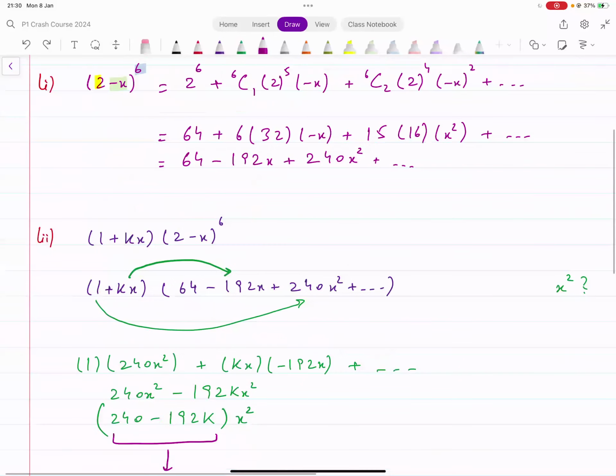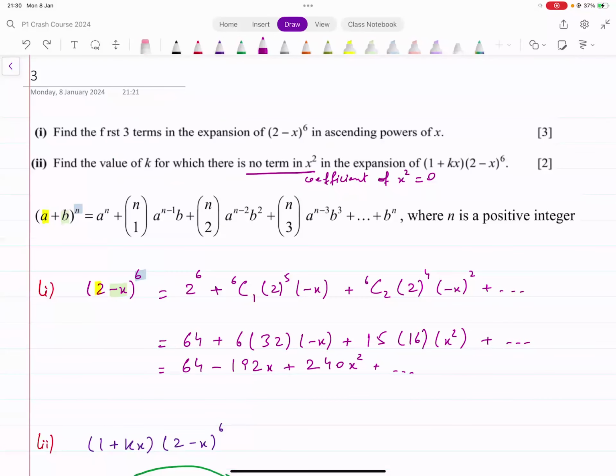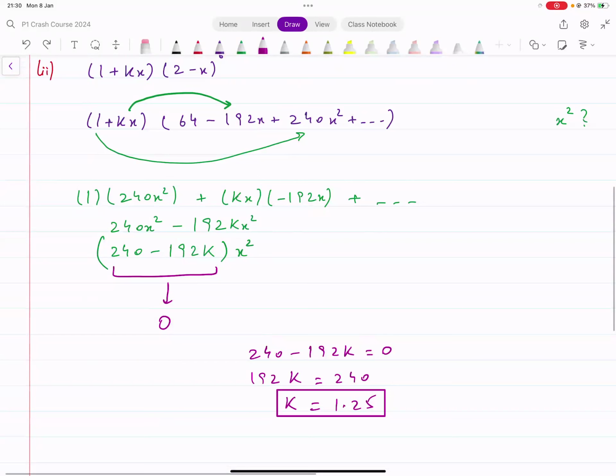So when they say you want no term in a particular power of x, the coefficient of that power has to be 0. You just find the coefficient of that power, like we did here. We found the coefficient of x squared, that turned out to be this. We put that equal to 0, and that gives us the value of the unknown that we had to find.